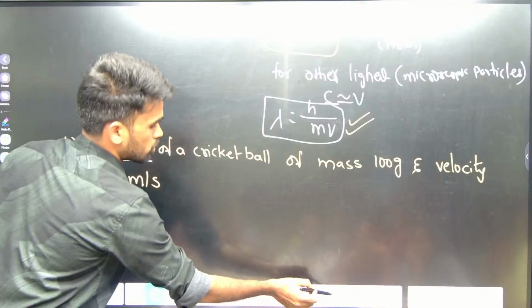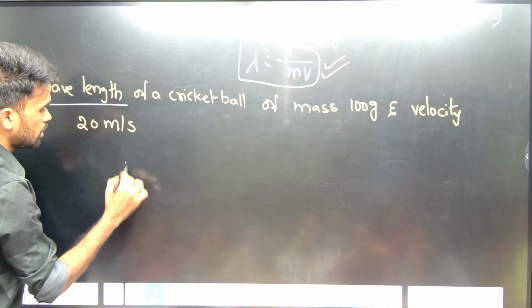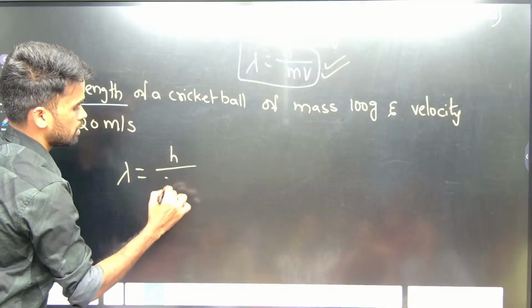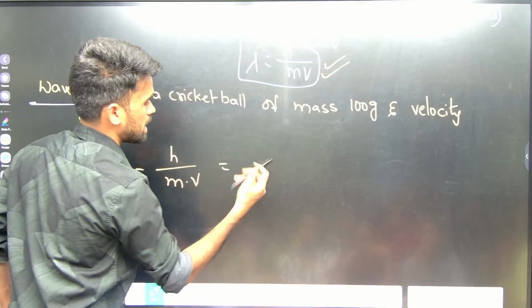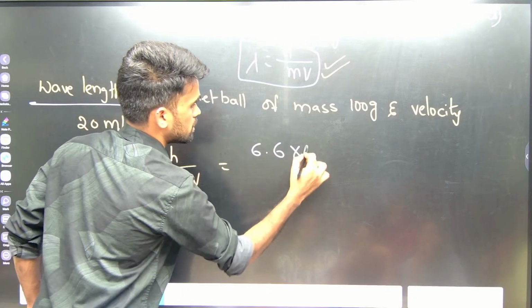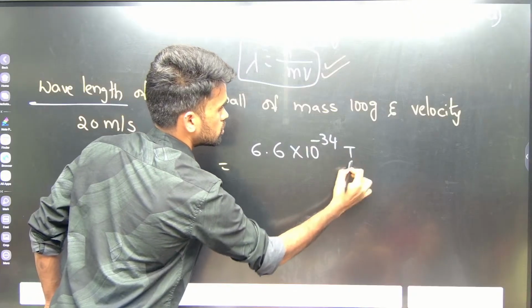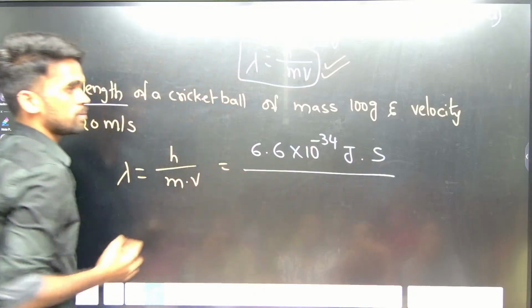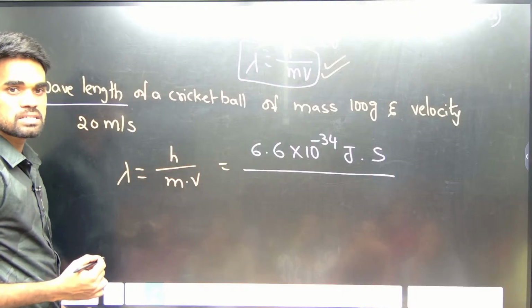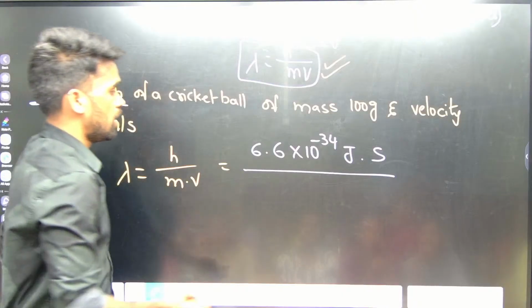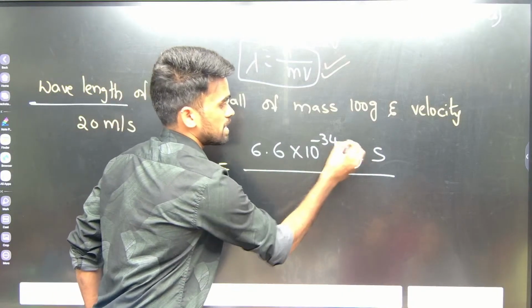Then what we need to calculate? What is the formula to use? Lambda equals h by mv. What is h? 6.6 into 10 power minus 34 joules per second. Next, what about mass? Here joule is an SI unit.